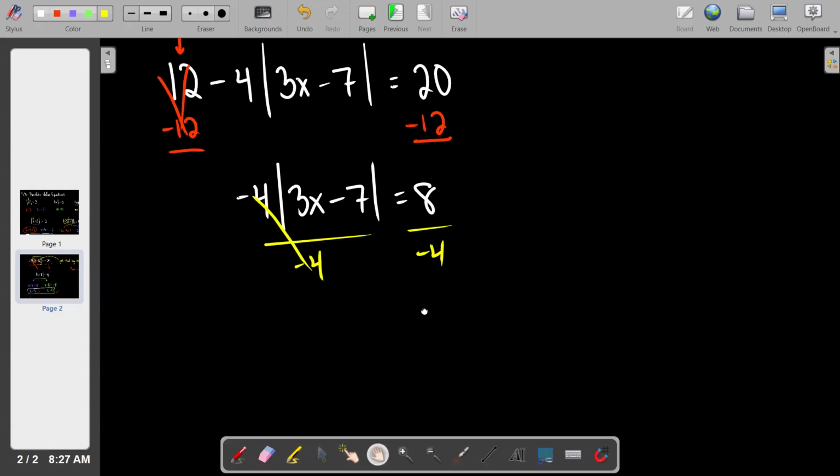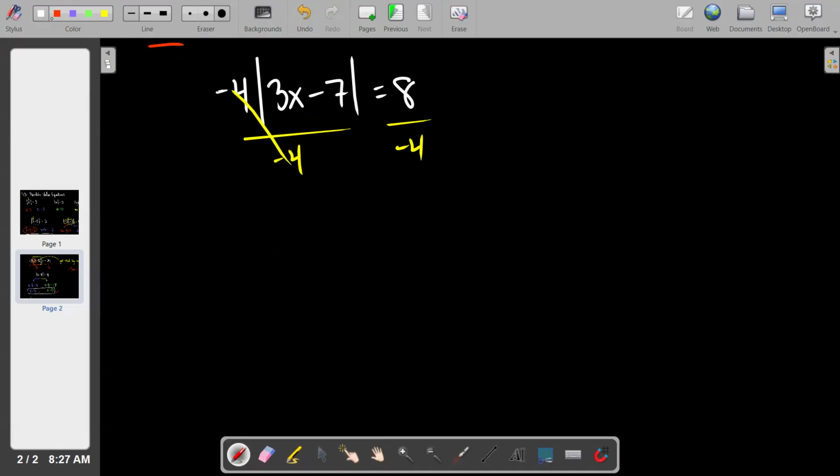And at this point, this is go time. This is what I call the crossroads. This is the point where you stop and you make a decision. Which way am I going to go? Am I going to write 1 equation, 2 equations, or am I going to write no solution? Let's find out. We're going to get the absolute value of 3x minus 7 equals -2. That is an impossibility. Therefore, there is no solution.